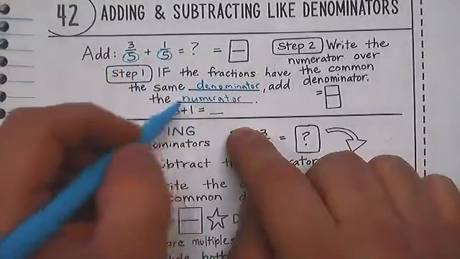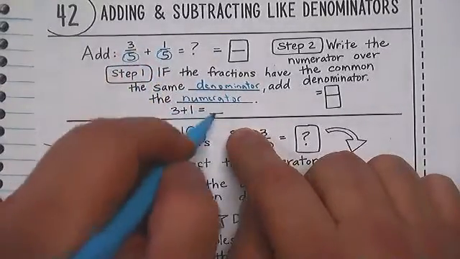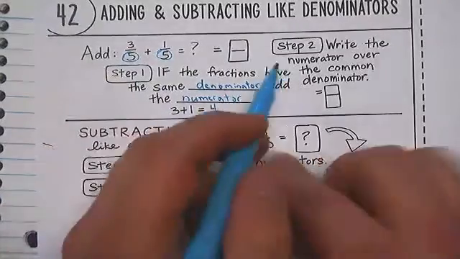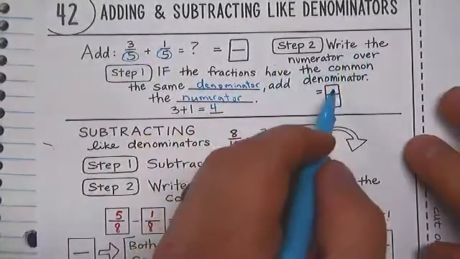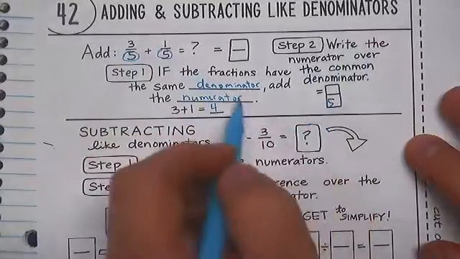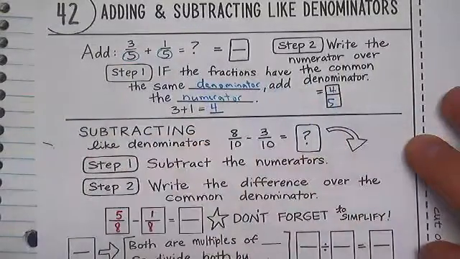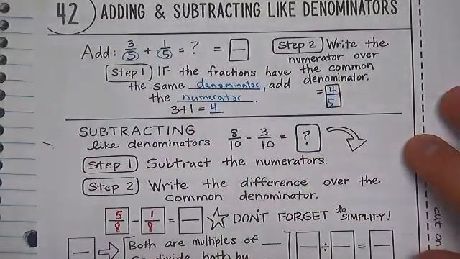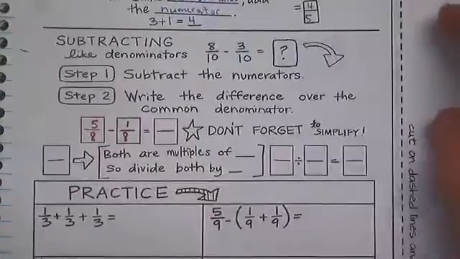3 plus 1, so this is what you do. 3 plus 1 is 4. Then you write the numerator over the common denominator. Their denominator is 5. They're fifths. How many fifths do I have? Well, I have 4 of them. Okay. Then we go to subtracting.